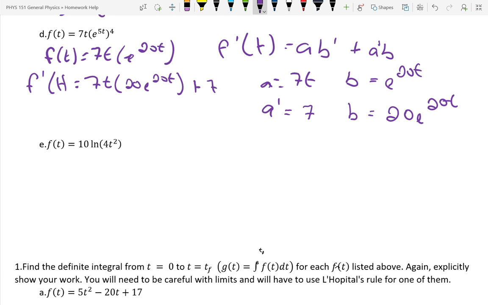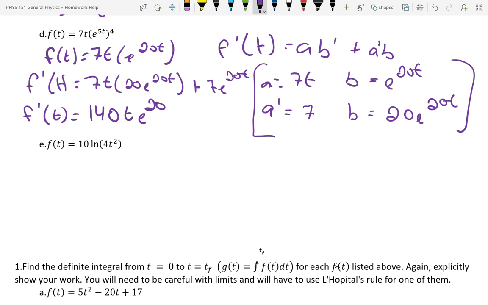Nope, I ran out of room. Like that. Yeah, I say put a box around it. There we go. 140te. Okay, that's about as perfectly as it could be done. Any questions for Gila? All right. Okay, so it's to the e to the 20t.